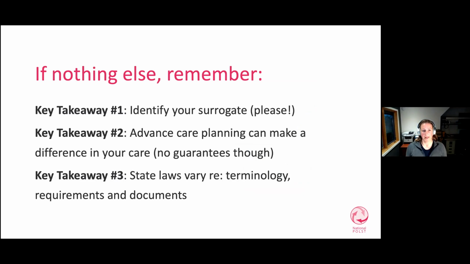Two, advanced care planning can make a difference in your care. No guarantees, but you can be thoughtful about how you're sharing this kind of stuff. And three, state laws, terminology, requirements, and documents vary. So it's very easy to be talking about the same things, but using different terminology with people, including care professionals, if you're in a different state.